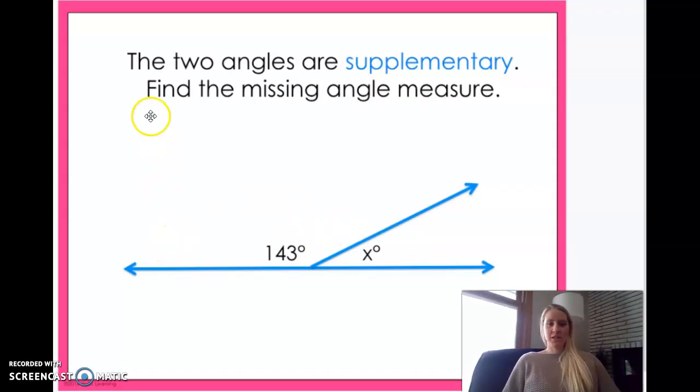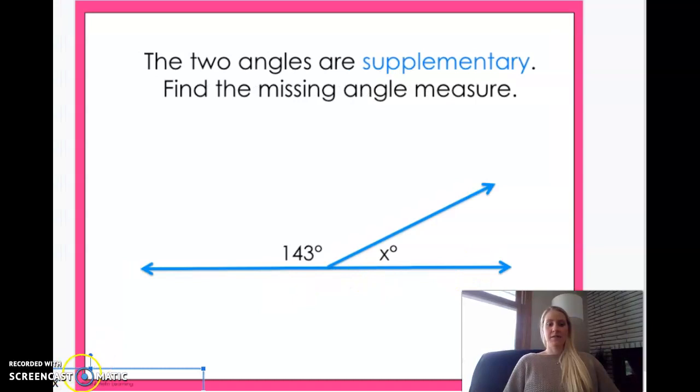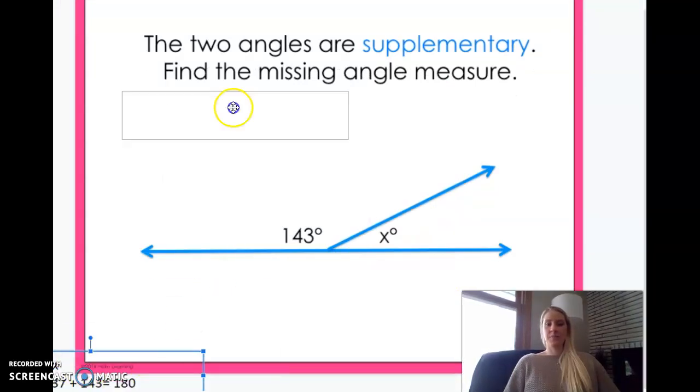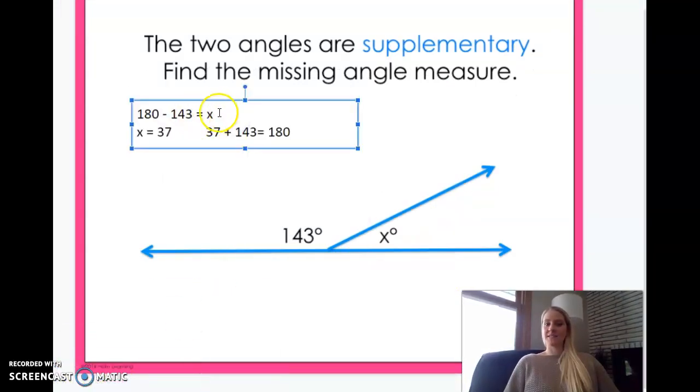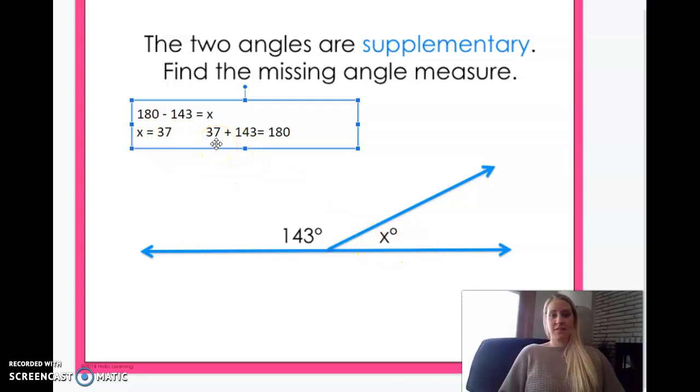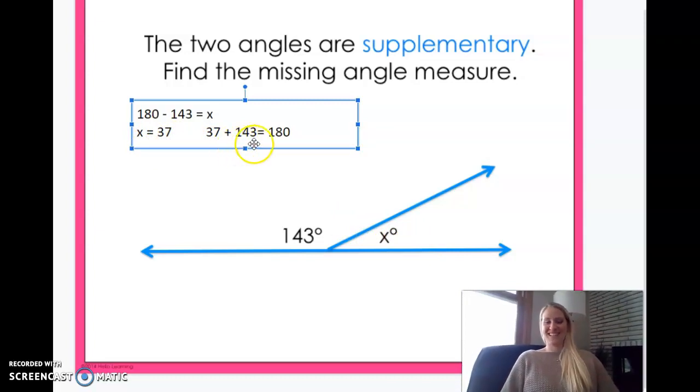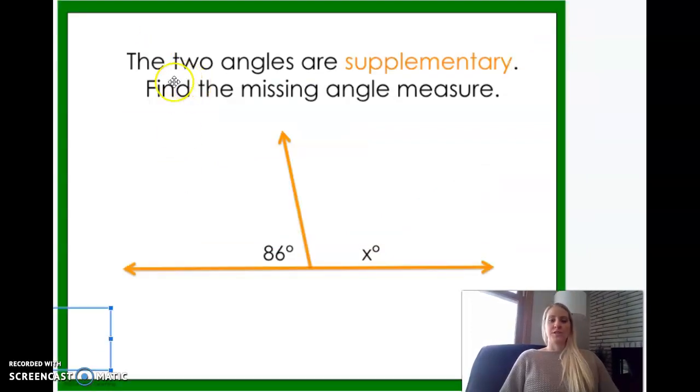So let's try one here together. The two angles are supplementary. Find the missing angle measure. So that tells us that this is 180 degrees. So if we take 180 degrees minus 143, that will give us x. So x equals 37. And then to check your work, you can do 37 plus 143, which is equal to 180.